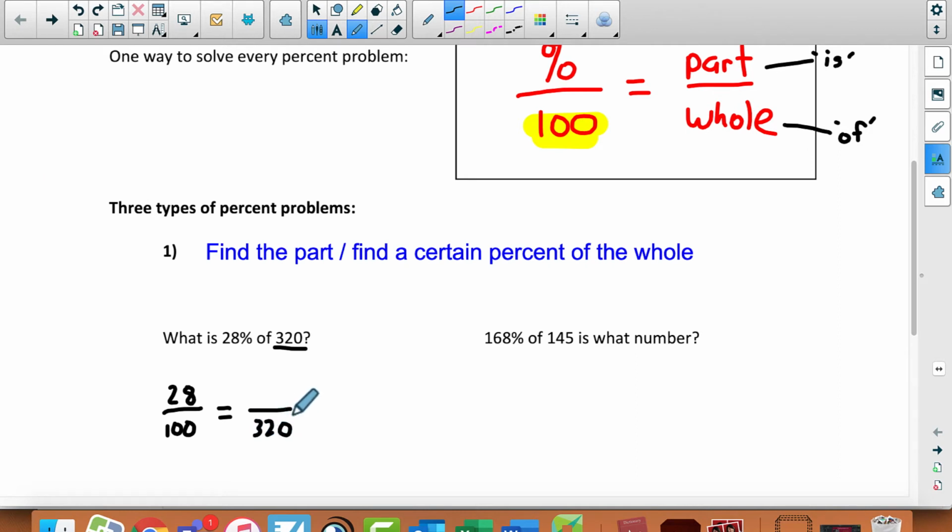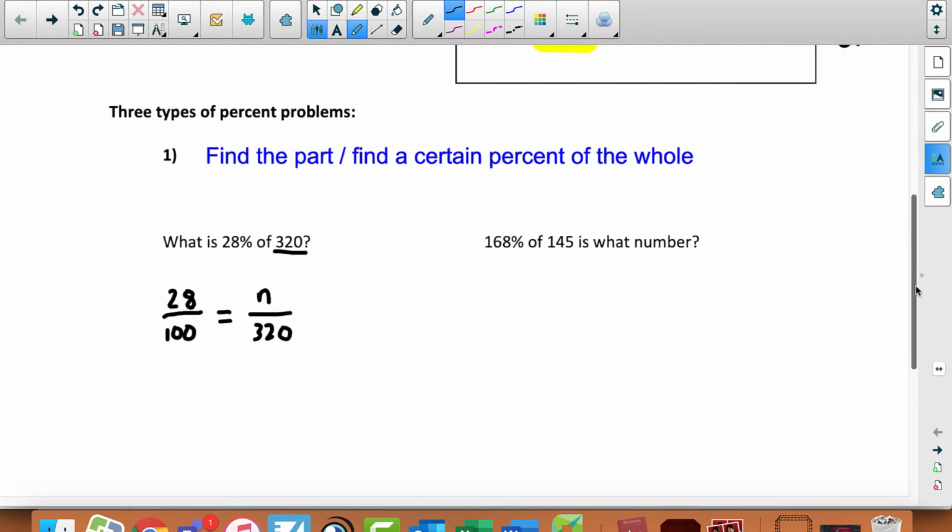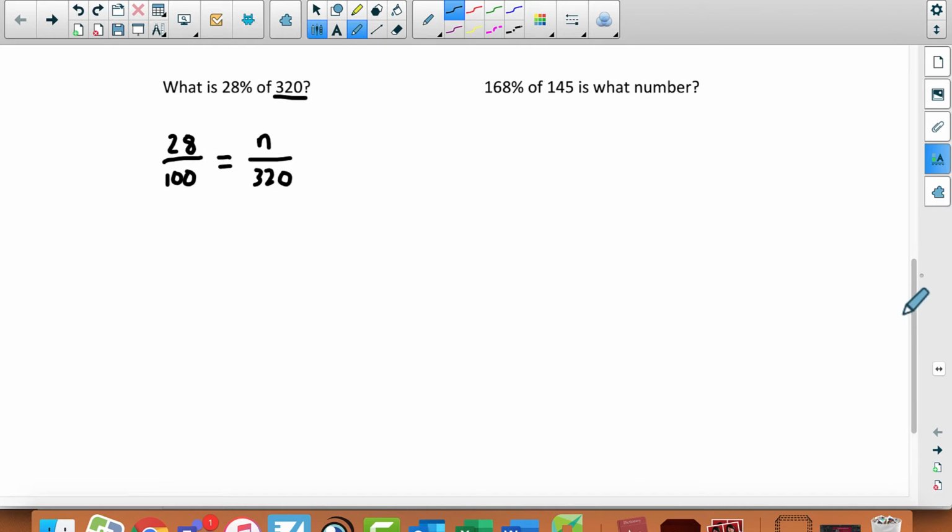Your goal in this question is to figure out what goes here. I don't know, so I'm going to put a letter there. I'll put N, and we are going to solve this proportion. How can you solve every proportion? You can cross multiply. Remember how to do it?